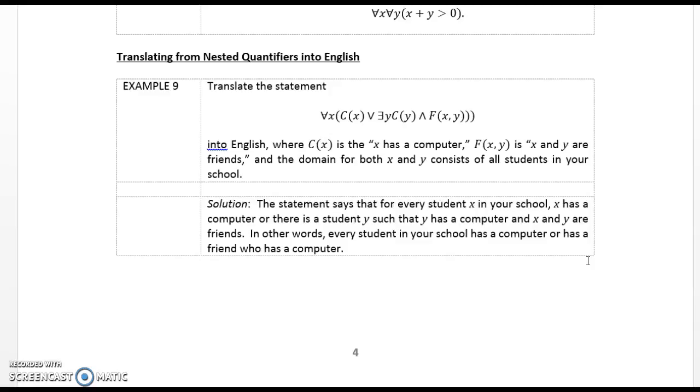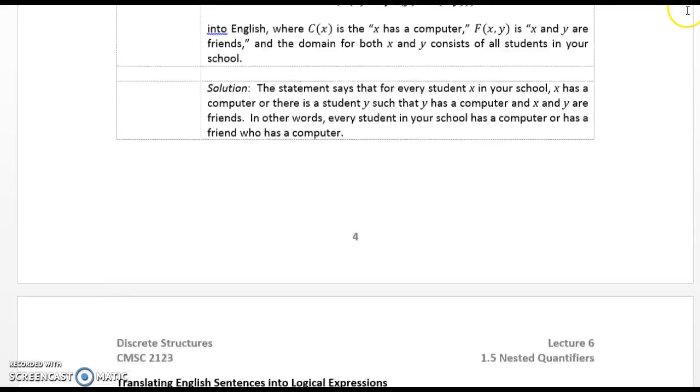Solution. The statement says that for every student x in your school, x has a computer, or there's a student y such that y has a computer and x and y are friends. In other words, every student in your school has a computer or has a friend who has a computer.